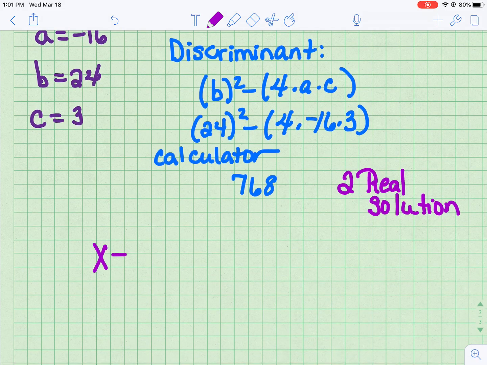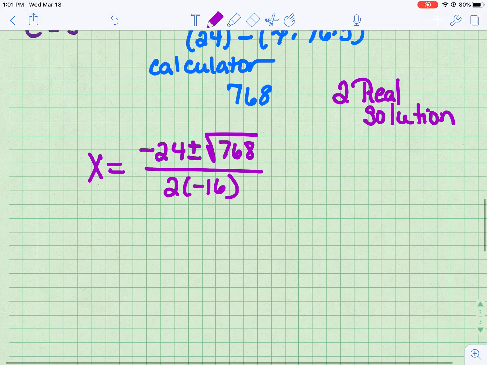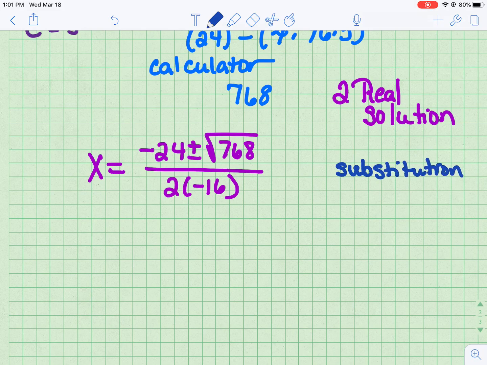We have x equals negative b plus or minus the square root of the discriminant, which we just figured out, all over 2 times negative 16. So I just filled in the rest of the quadratic formula, okay? As I've told you, this is my substitution step, and we talked about this before, this should be in your notes. Then we're going to simplify.